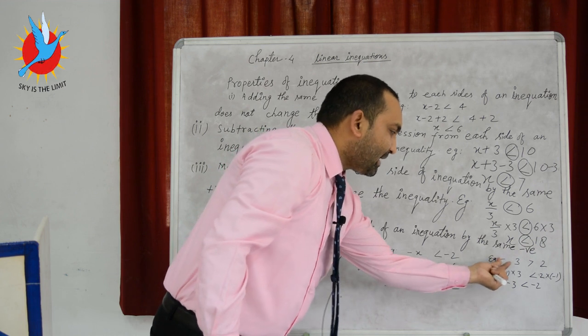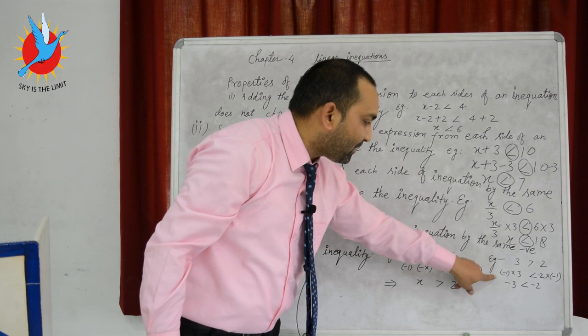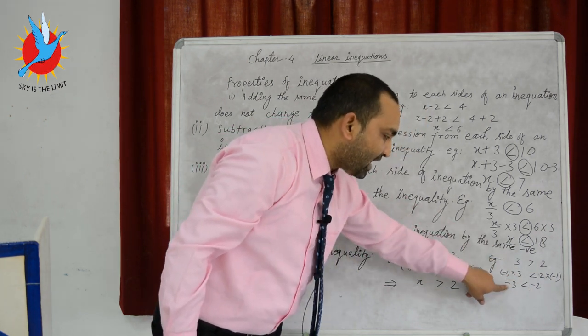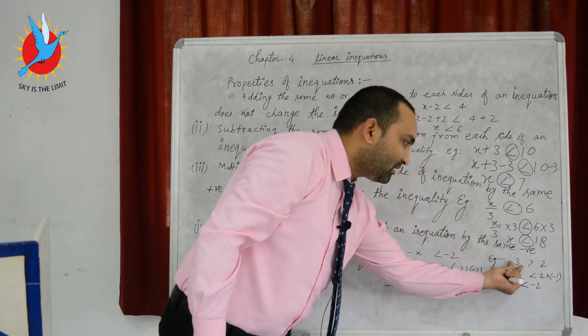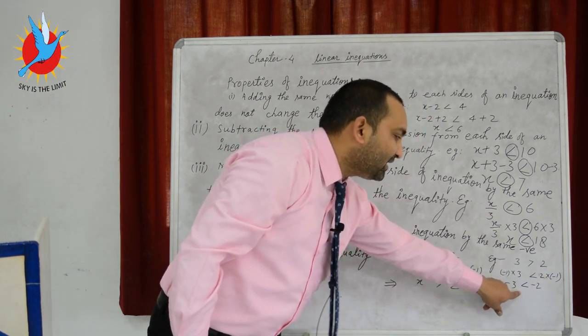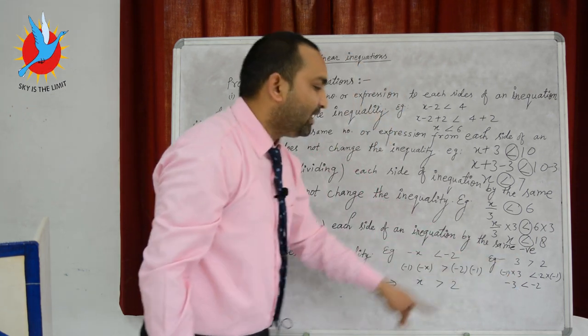Similarly, another example: 3 is greater than 2. Here we multiply by minus 1. So minus 1 into 3 is minus 3, and 2 into minus 1 is minus 2. Here 3 was greater than 2, and now minus 3 is less than minus 2, which means the inequality sign is reversed.